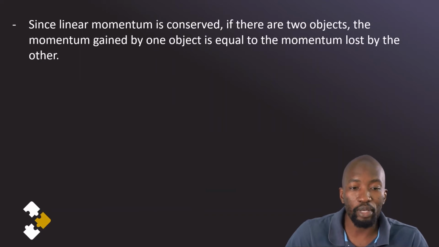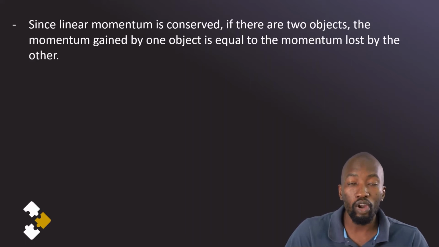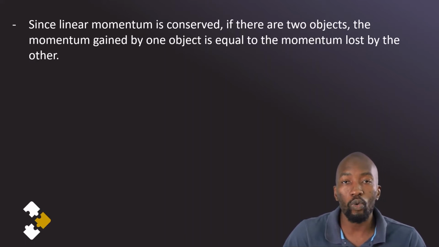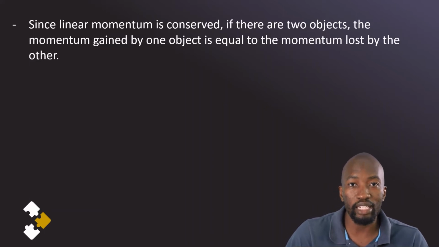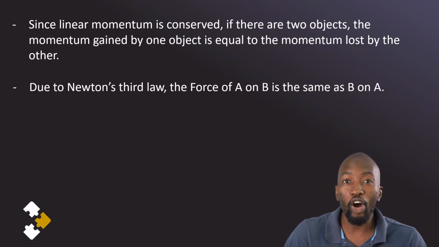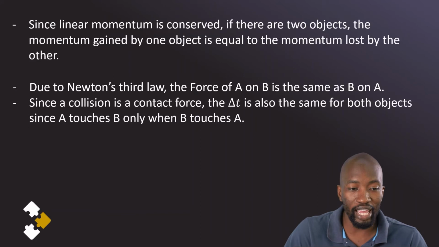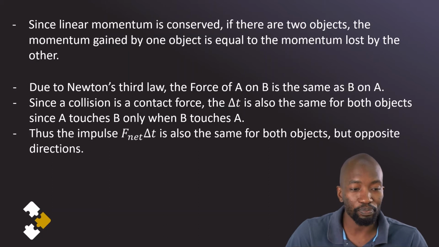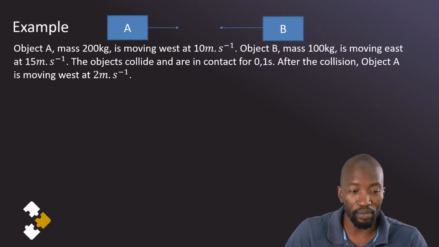Now, since linear momentum is conserved, if there are two objects, the momentum gained by one object is equal to the momentum lost by the other object. Remember, this is always a closed system. You cannot have momentum escaping. Due to Newton's third law, the force of A on B is the same as B on A. Since a collision is a contact force, the change in time is also the same for both objects, since A touches B only when B touches A. Thus, the impulse, or F net delta t, is also the same for both objects but in opposite directions.